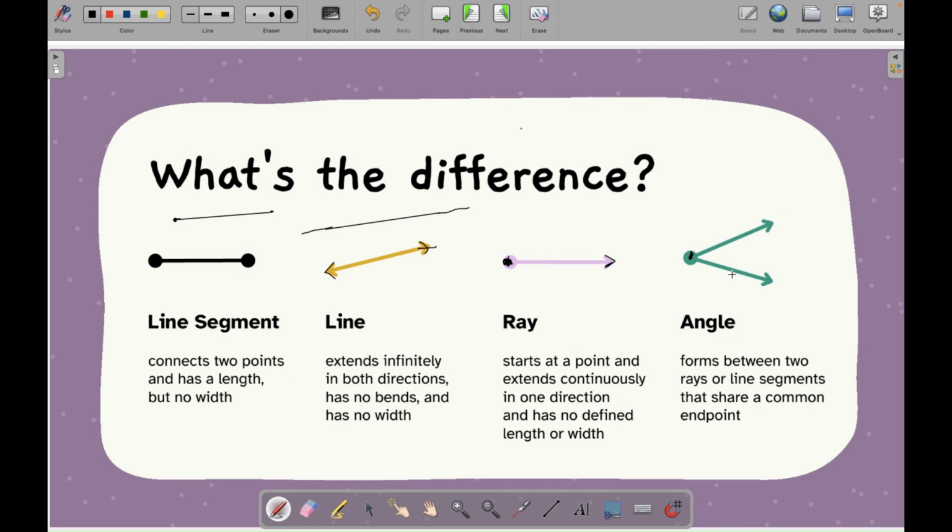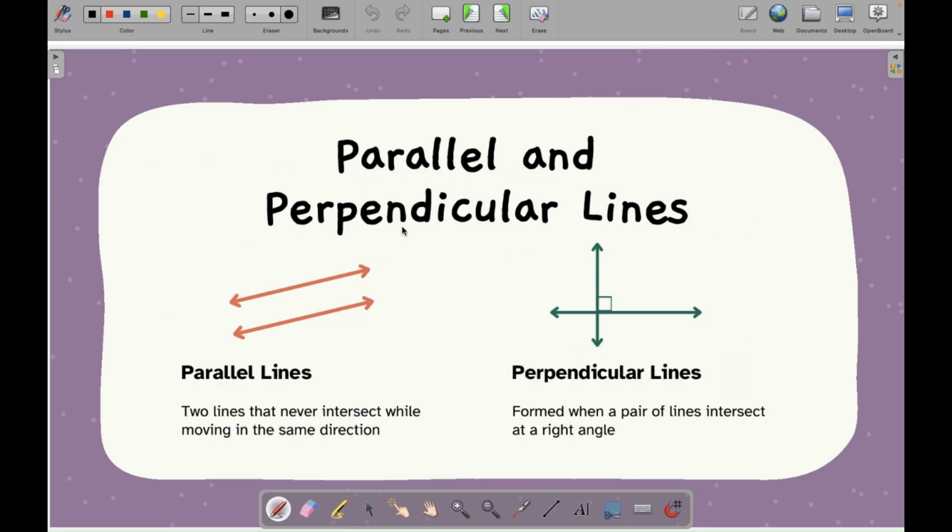You have another ray which has a fixed point and then this is a line that can be extended. So if they both have a common endpoint, if they both originate from a common point, they form an angle. So this is known as an angle. Okay. So then we have parallel and perpendicular lines.